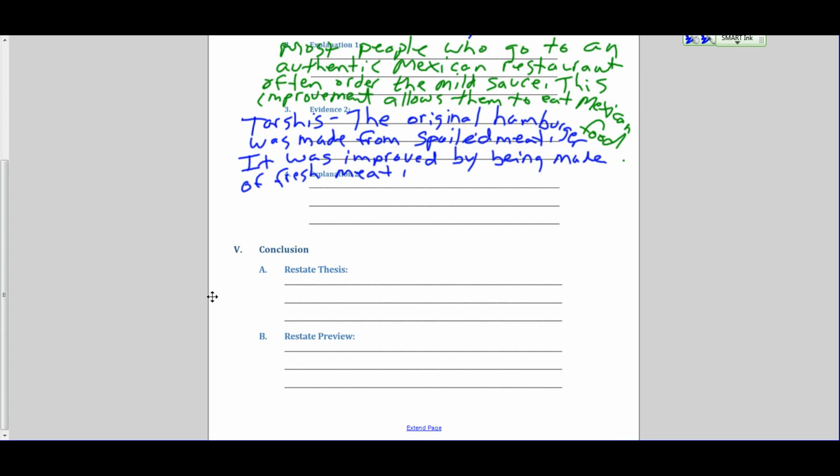Now this explanation is probably less from background knowledge. There's a little bit of background knowledge here, but this is more just a normal explanation. And what I'm going to say is that many people eat hamburgers today. If it was made of spoiled meat, it wouldn't be very popular today in America.